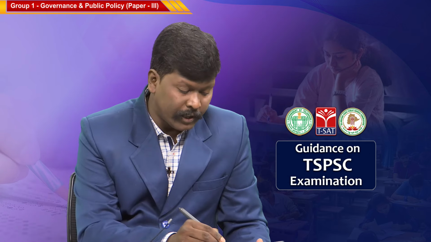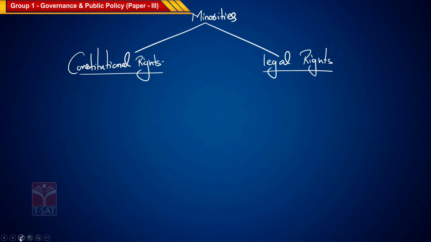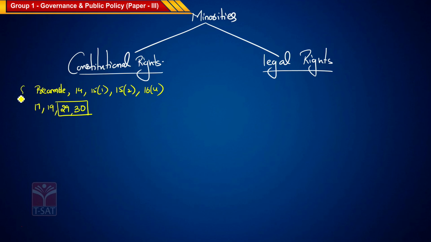Now let us go to minority related constitutional and legal protections. Okay, minorities, constitutional and legal rights. Sir, what are the constitutional rights for our minorities? We have preamble, Article 14, Article 15 clause 1, Article 15 clause 2, Article 16 clause 4, right? Article 17, Article 19, very important. Article 29, Article 30 are the lifeline to this answer. Very, very important. Constitutional protections for minorities. Okay. Then these are the things. Then Article 30. These are the constitutional rights of the minorities.